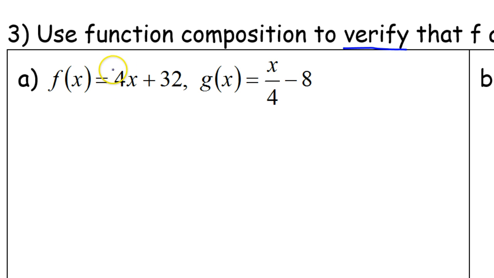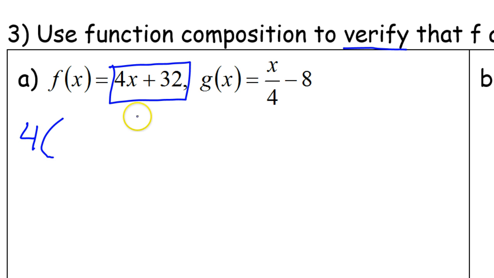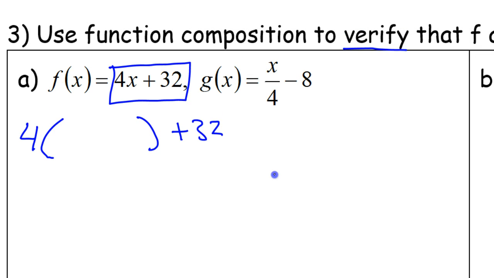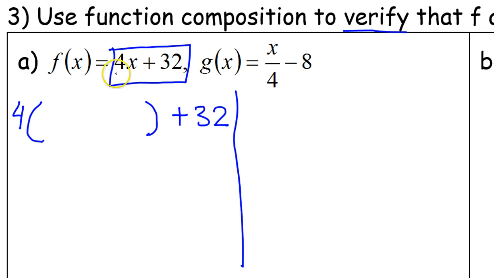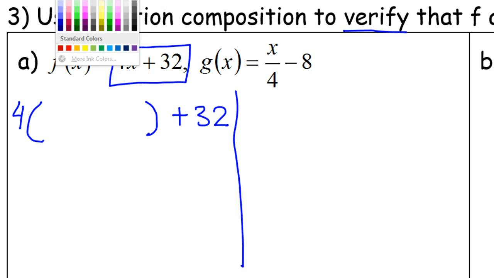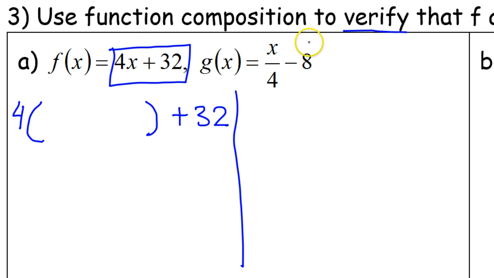Let's start with function f, which I will color blue. Function f is this 4x plus 32. But I'm going to start off by writing, instead of 4x plus 32, I'm going to write 4 parentheses plus 32. Okay, let's see how much space I'm going to leave. Okay, so 4x plus 32 has become 4 parentheses plus 32 because I'm ready to substitute something in here for x. Now the thing I'm going to substitute for x is going to be function g.